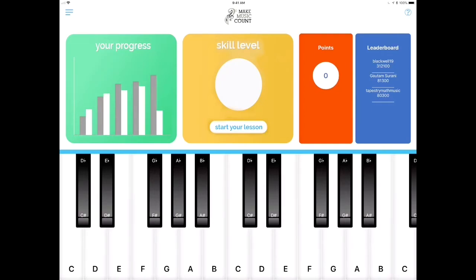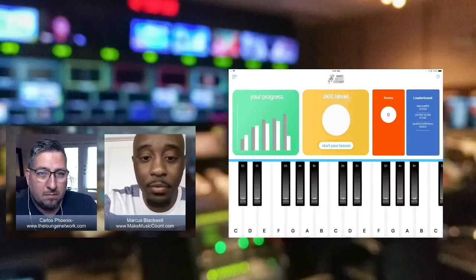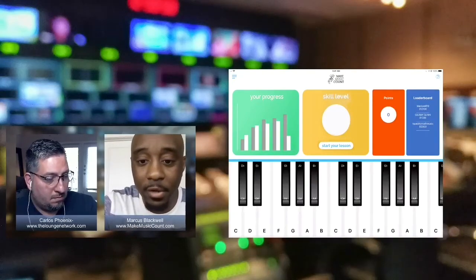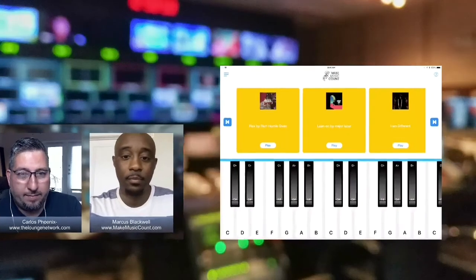And then the progress bar on the left will essentially show you how far you are in the lessons, as well as what the math means as far as your understanding as you go through the music lesson. So let's go through a lesson. You can click start your lesson. All right, very good.